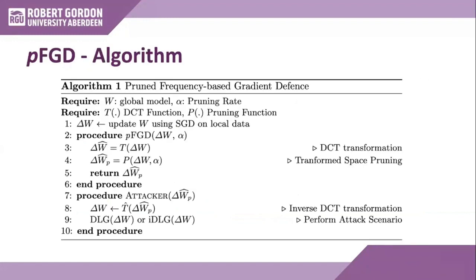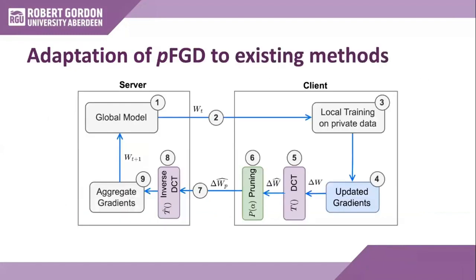This is our summarized algorithm, which has the PFGD method and a method where an attacker can try to recreate by doing the inverse DCT as well. One of the key advantages of PFGD is its generalizability across other methods. So our method can be applied to existing federated learning techniques.